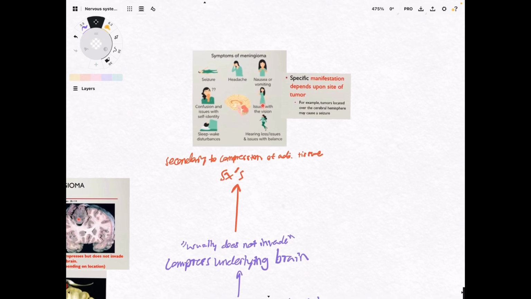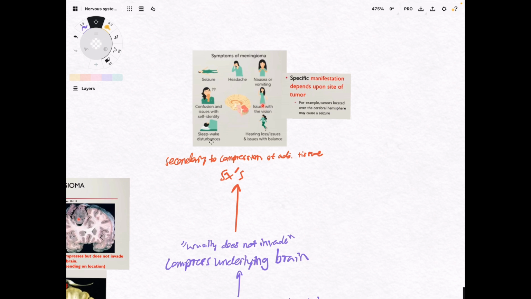So some of them are seizures, headache, nausea, and vomiting. Of course, if it compresses the areas that cause nausea and vomiting, headache's pretty easy to associate with it. Seizures, so frontal lobe, and then confusion. So if it's in the frontal lobe, it can typically present with confusion.